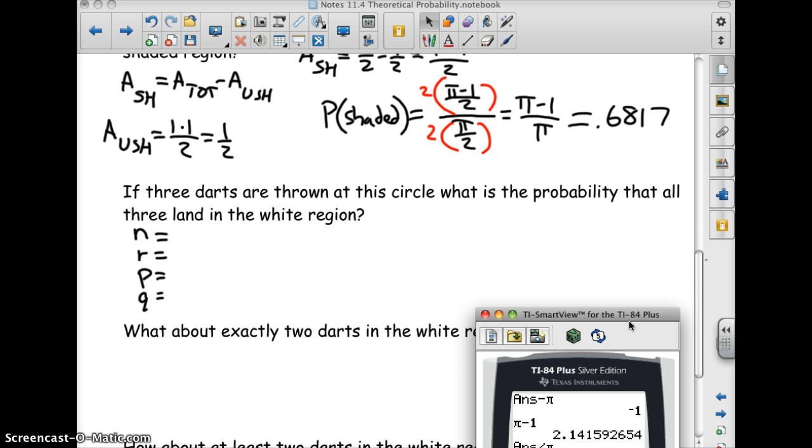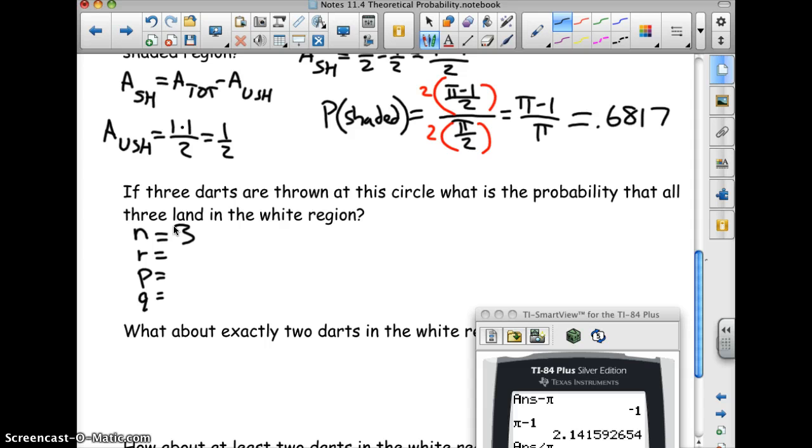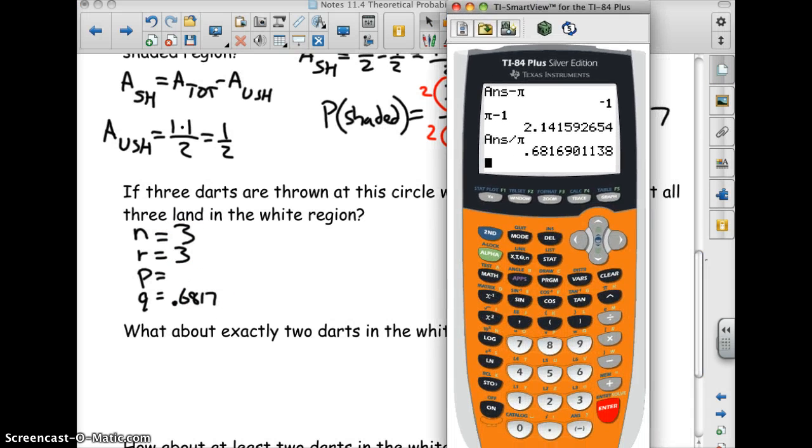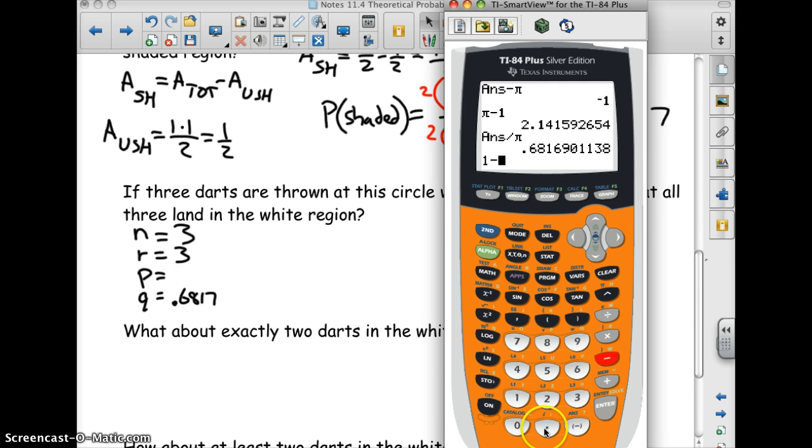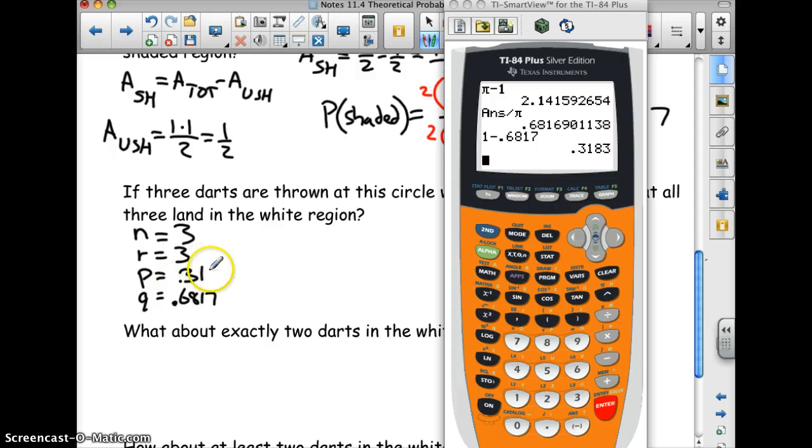All 3 land in the white region. So I'm throwing 3 darts, so it's 3 tries. And I want all 3 of them to land in the white region. That means p needs to be the probability that it comes from the white region. The probability that it doesn't is 0.6817. In order to find the probability that it does, I do 1 minus 0.6817. I get 0.3183. Now, these are decimals, and that's fine. I'm just going to do 3C3.